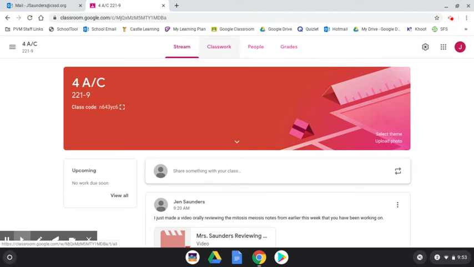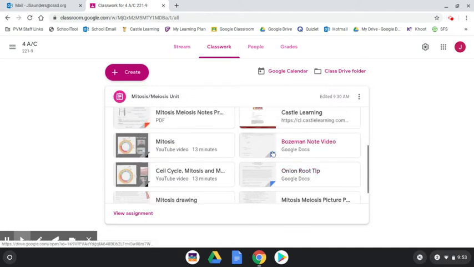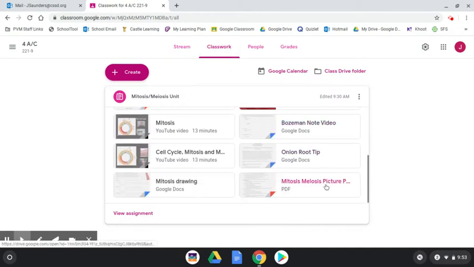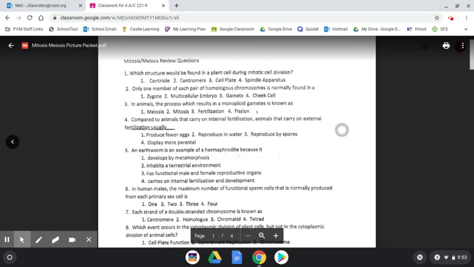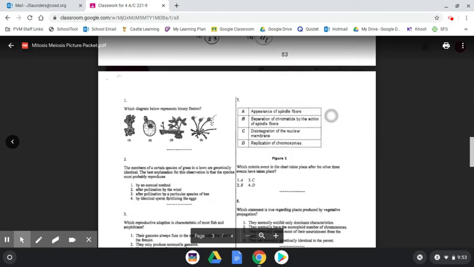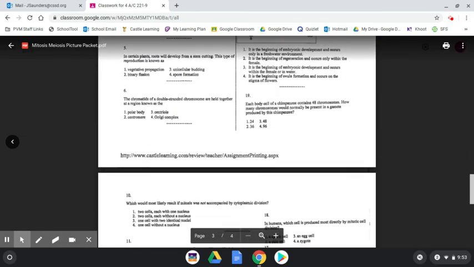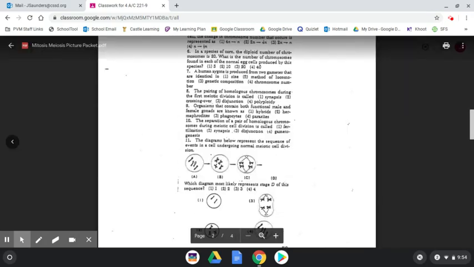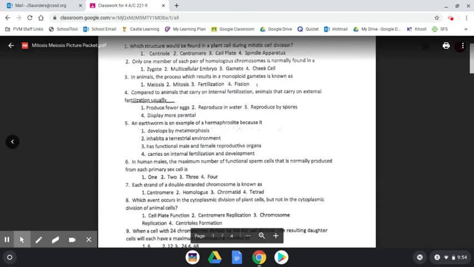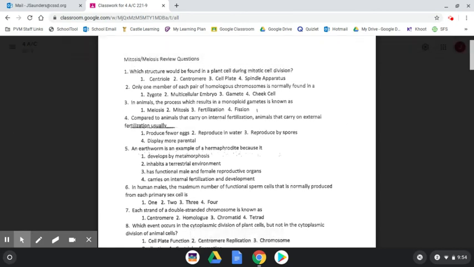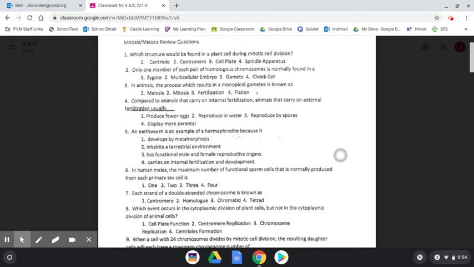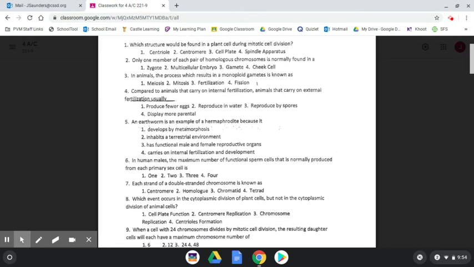I just put the picture packet up Friday morning. So hit classwork. Right here, mitosis meiosis picture packet. We'll just do one page together because the other pages are in Castle Learning and you have two assignments in there with these. So Castle Learning, I think, will be a better platform for you to actually do them in. So do you need to do this picture packet? No. Should you watch this quick little video and watch me process through these? Yes, of course. It's like we normally would be in class just reviewing.